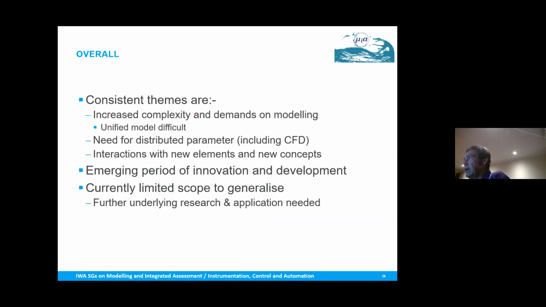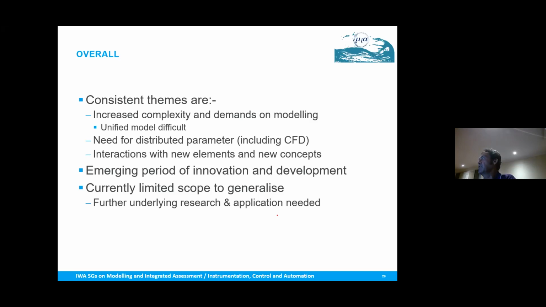And it's a really emerging period of innovation and development. It has been over the last 3 or 4 years, and that's just accelerating. There's a technical report for the CFD working group coming out very soon as well. That should appear early 2022. And that talks a little bit about coupled biochemical CFD models.